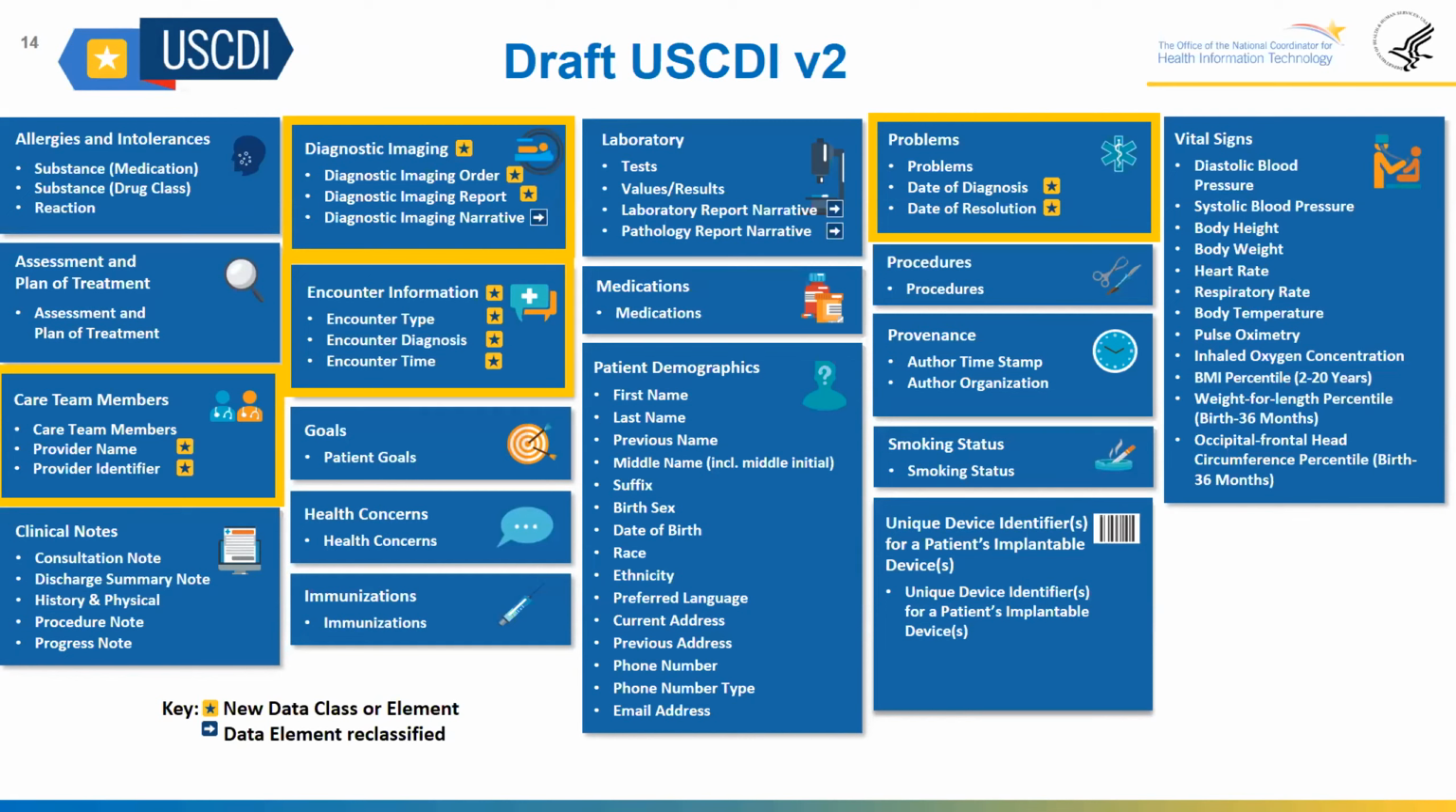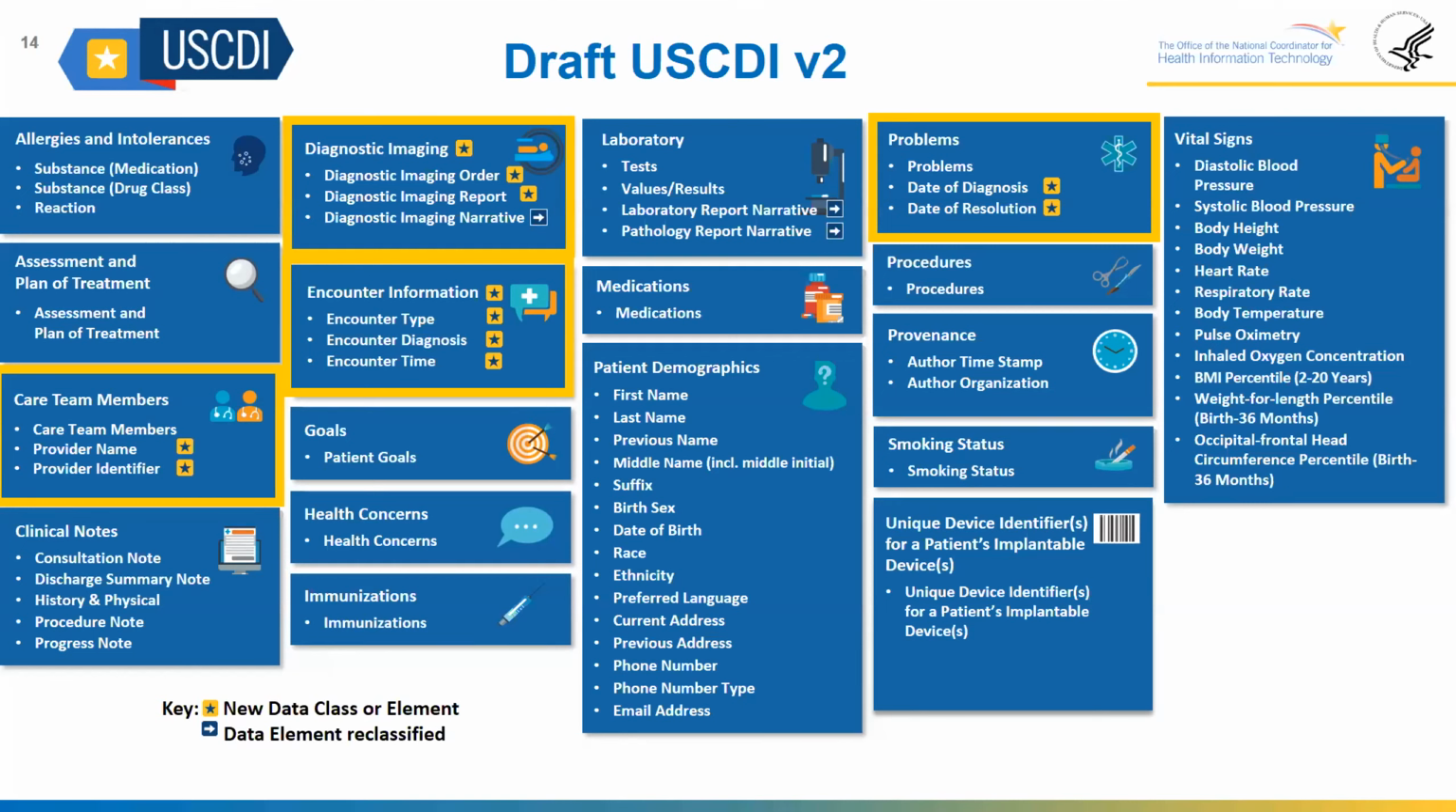On January 12th of this year, we published the draft USCDI version 2. Out of the 109 level 2 data elements, version 2 added a total of 9 new data elements and 2 new data classes. The new diagnostic imaging class included 2 new data elements, diagnostic imaging order and diagnostic imaging report. The new encounter information data class added 3 new data elements, encounter type, encounter diagnosis, and encounter time. 2 new data elements, provider name and provider identifier, were added to the care team members data class. And the problems data class added date of diagnosis and date of resolution as data elements.